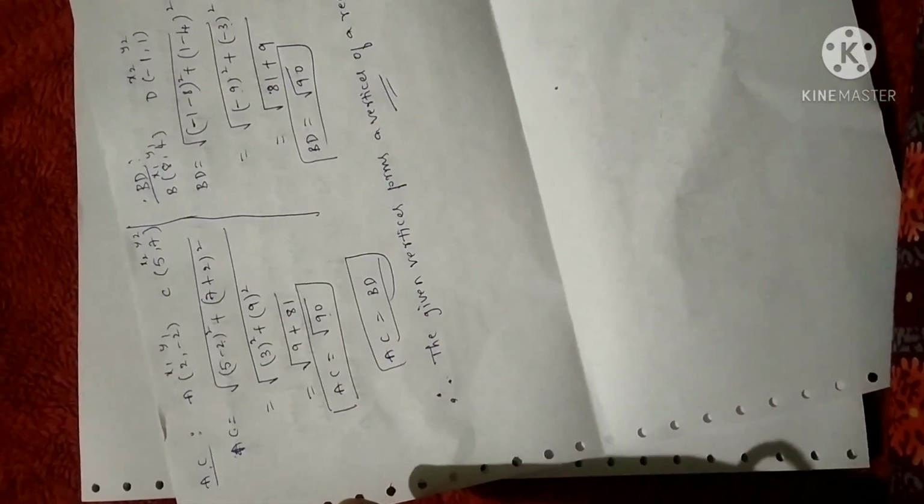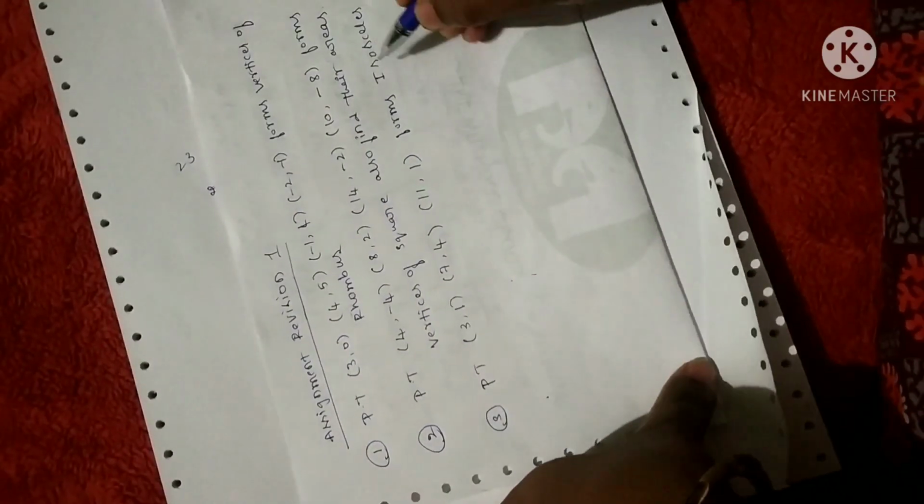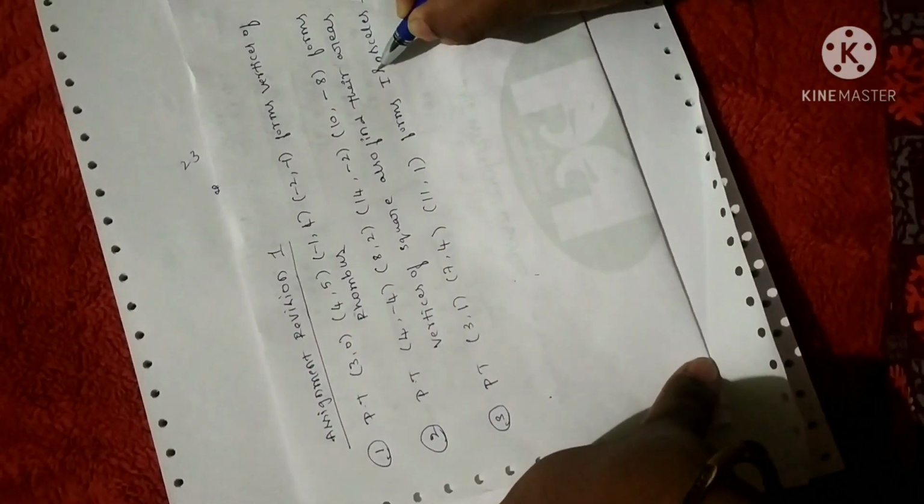Since this is a revision class, I am not going to solve many more examples, and here you have assignment revision questions. You have to solve these questions in an assignment book, and you have to submit the same when coming to the college. Then only you will get a hall ticket, otherwise you are not going to get a hall ticket. So please make sure you solve all these problems in the assignment book. Thank you.